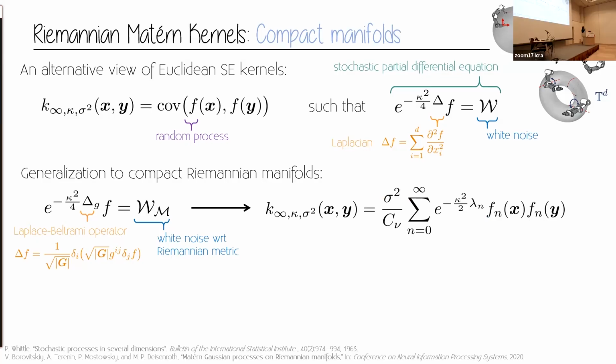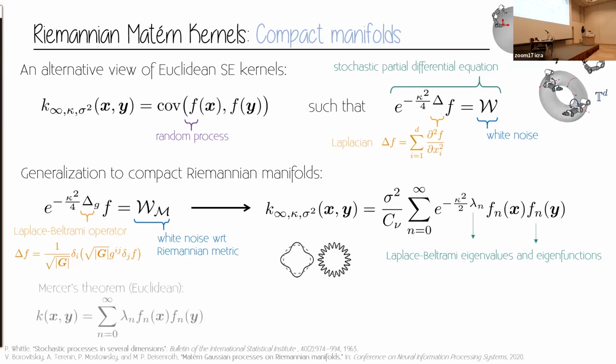and then we obtain the following summation that describes the kernel on Riemannian manifolds. So you see here that we have basically this lambda and f_n, which are the eigenvalues and eigenfunctions of the Laplace-Beltrami operator. It has to be computed differently for each manifold. And then we have again here the length scale, and this is the variance parameter, and this is just a normalization constant. And this could actually remind you of the Mercer theorem in Euclidean space, which tells you that a kernel in Euclidean space is also a sum of eigenvalues and eigenfunctions.